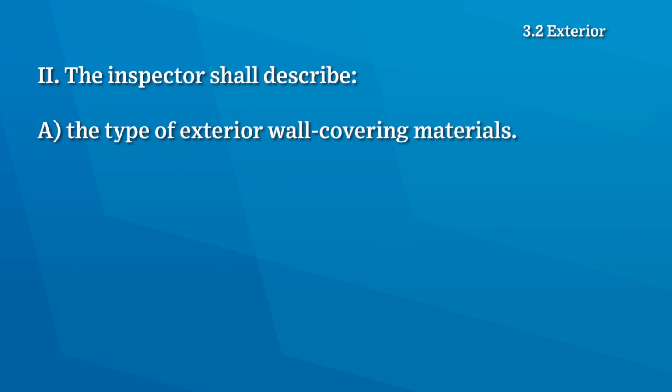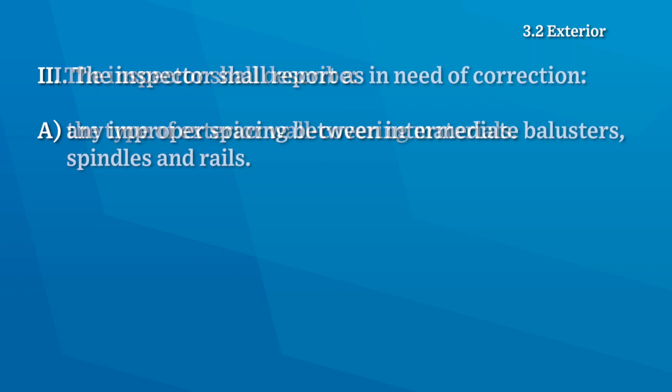The home inspector also should describe the type of exterior wall covering materials, and the home inspector shall report as a need of correction any improper spacing between intermediate balusters, spindles, and rails.